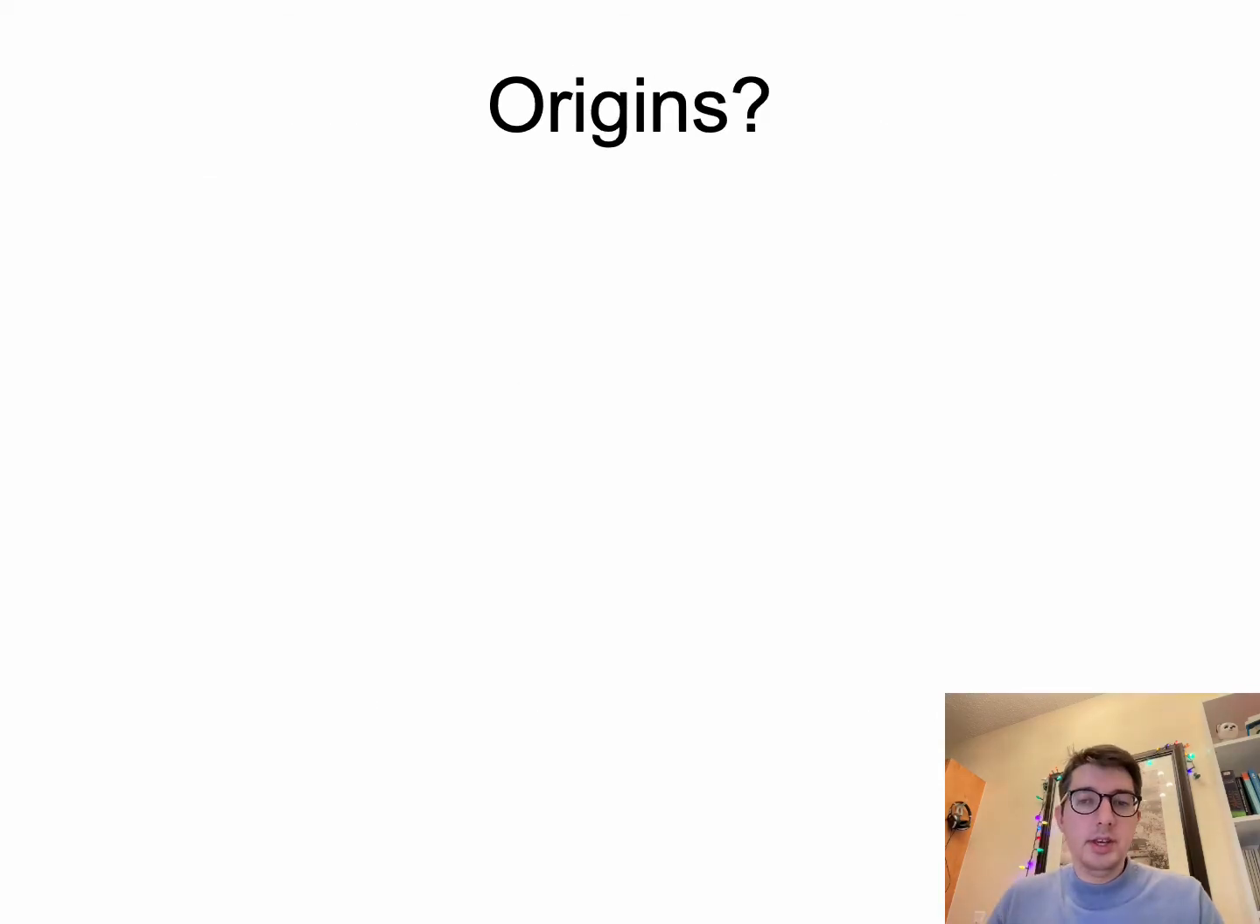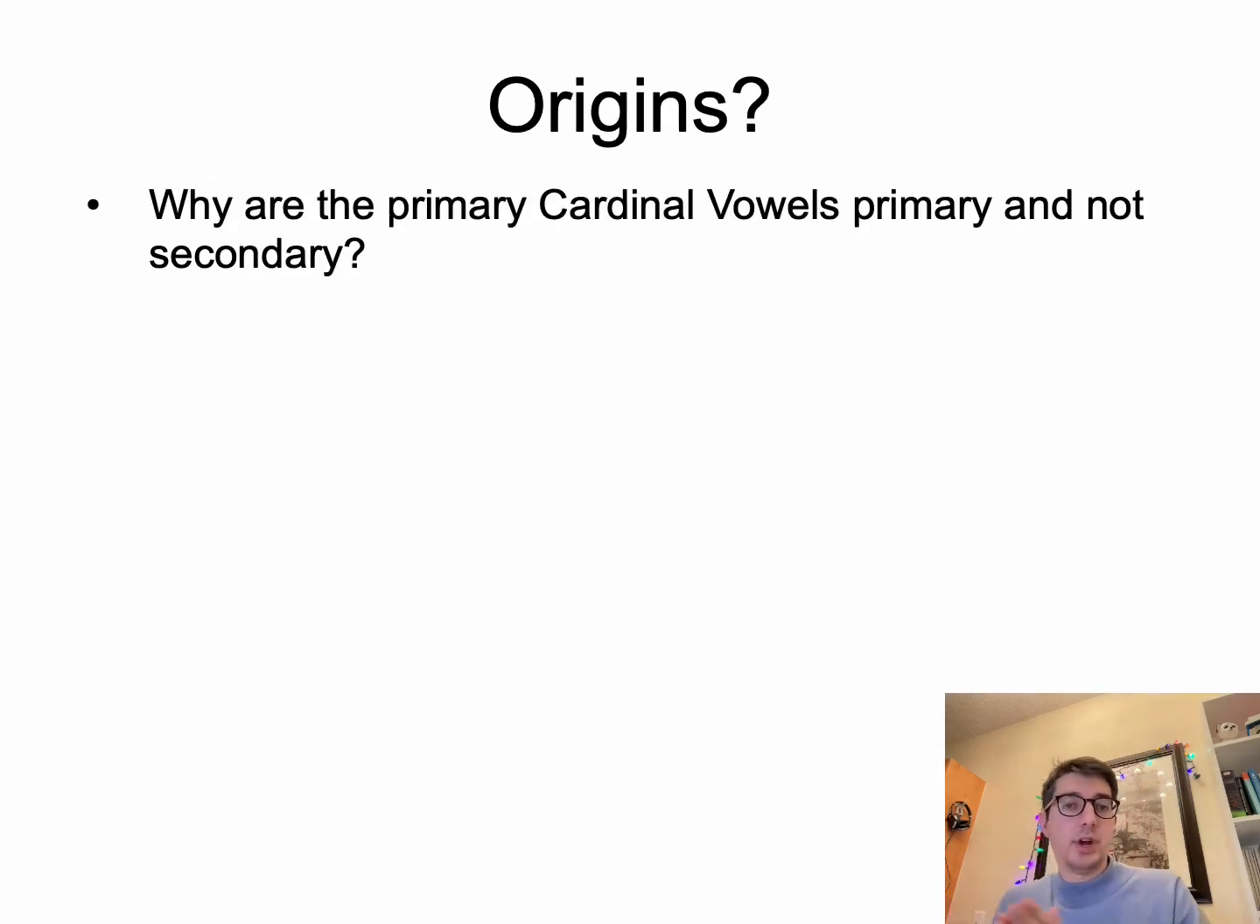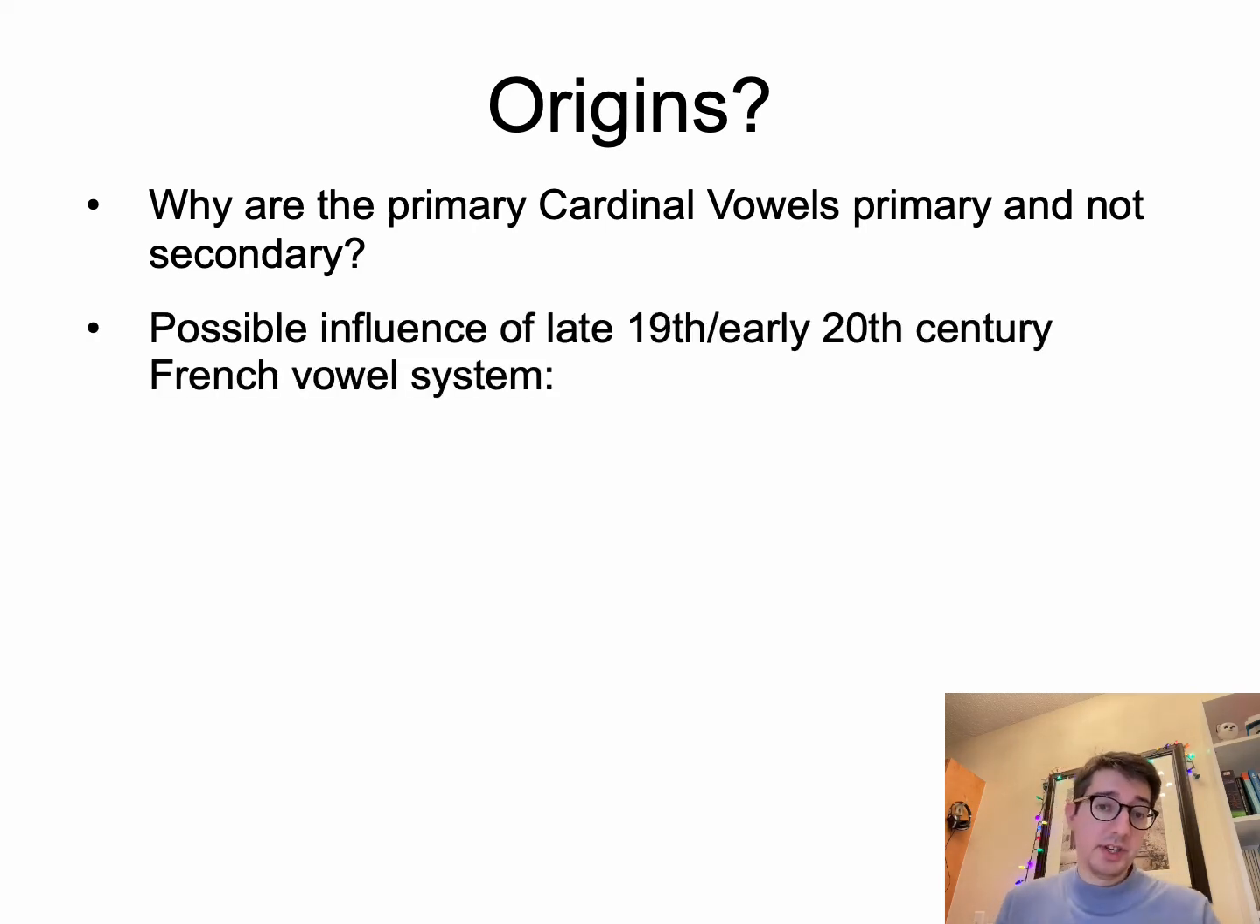So why are the primary cardinal vowels primary and not secondary? Well, it is possible that these were adopted from the French vowel system to be used as reference points. It's a Eurocentric view, I know, but Jones was influenced by it, of course, and he started from there. We will use this Eurocentric view or explanation as English vowels correspond to some French vowels.